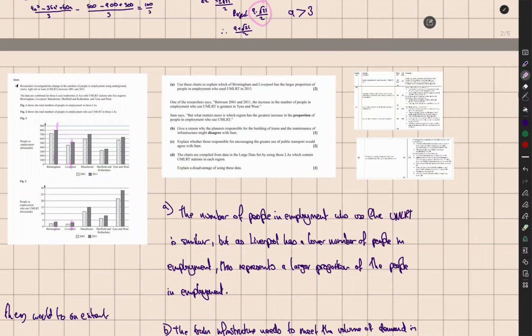Okay. The next part says, one of the researchers said that between 2001 and 2011, the increase in number of people in employment who use their UMLRT is greatest in time and where.